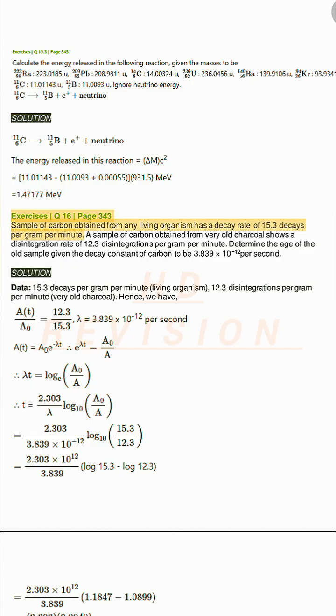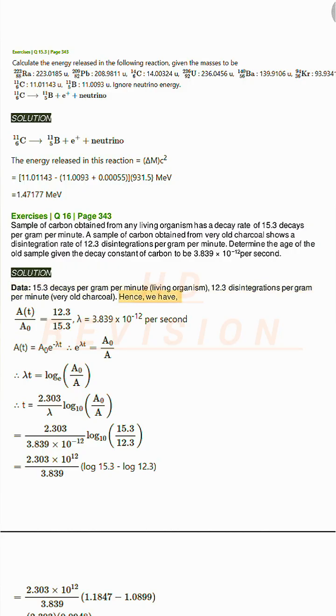Exercises Q16, page 343. A sample of carbon obtained from any living organism has a decay rate of 15.3 decays per gram per minute. A sample of carbon obtained from very old charcoal shows a disintegration rate of 12.3 disintegrations per gram per minute. Determine the age of the old sample given the decay constant of carbon to be 3.839 times 10⁻¹² per second. Solution. Data. 15.3 decays per gram per minute, living organism; 12.3 disintegrations per gram per minute, very old charcoal.